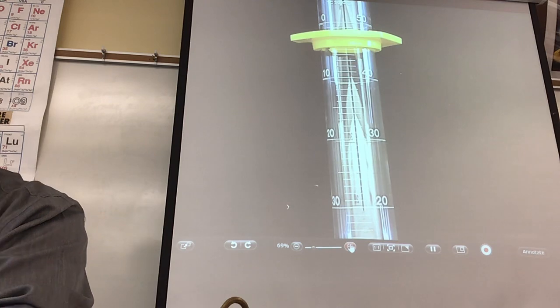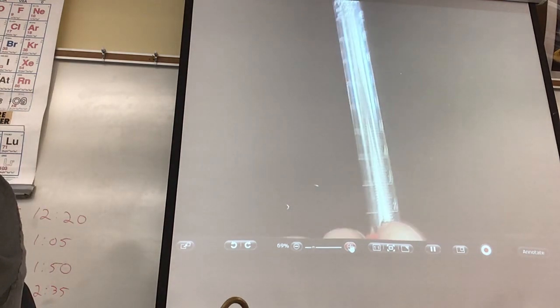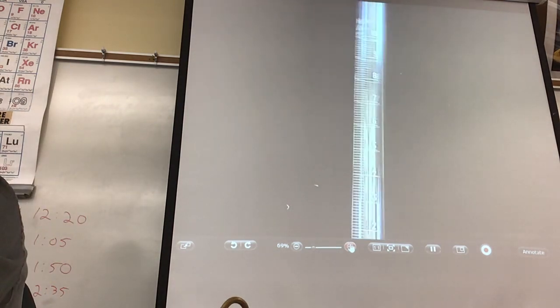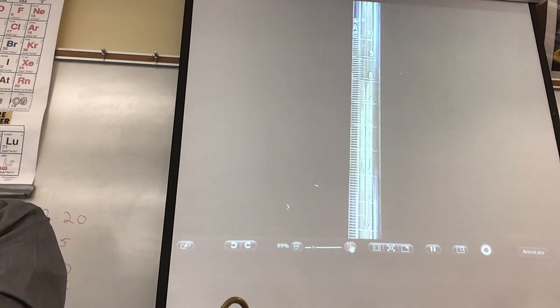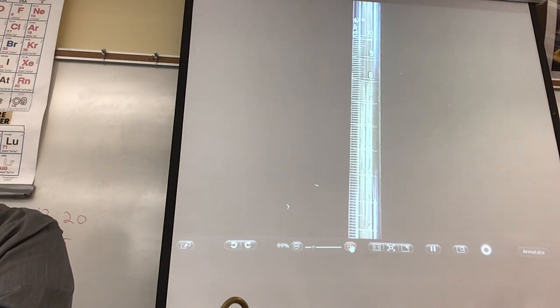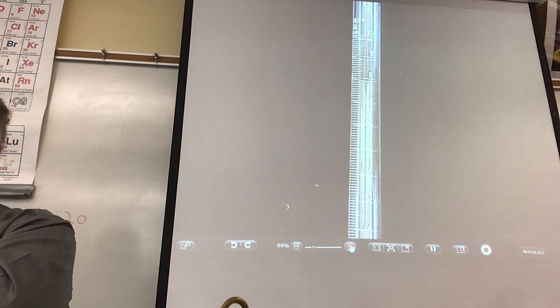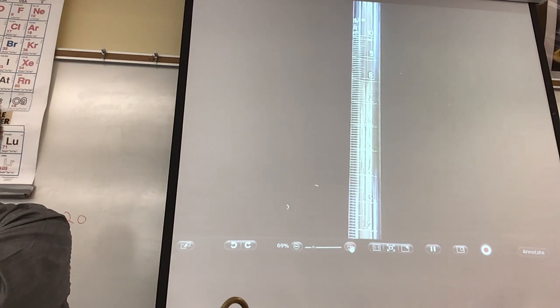Everybody get this? Can you see that pretty well? Yeah, there you go. All right, write down a typical reading using this graduated cylinder. You have to write it down, Sean. Write it down. Are you doing it already? Wow, fast. All right, show your neighbor. Show your neighbor. See, now you know a little bit more.